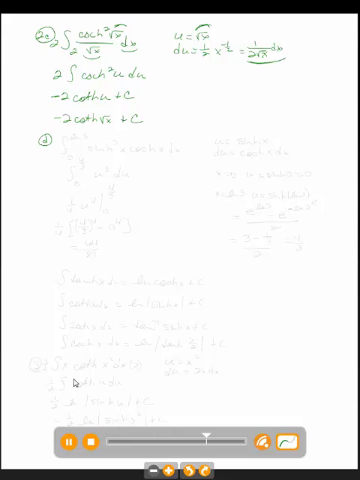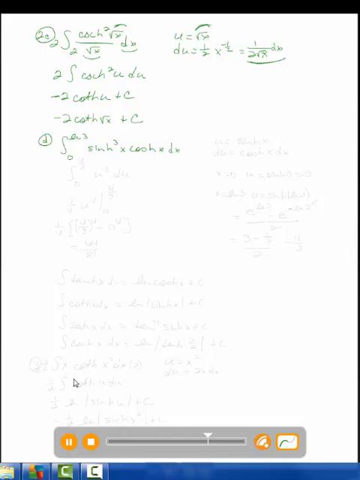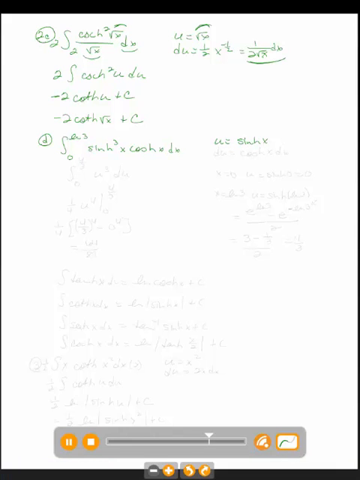Part D, this is a definite integral from 0 to the natural log of 3 of hyperbolic sine cubed of x times hyperbolic cosine of x dx. This is another u-substitution. In this case, we're going to use the hyperbolic sine because it's cubed. So u is hyperbolic sine of x, and du would be hyperbolic cosine of x dx. So this is going to turn into u cubed du, which is going to be easy to integrate, but I've got to change my variables.